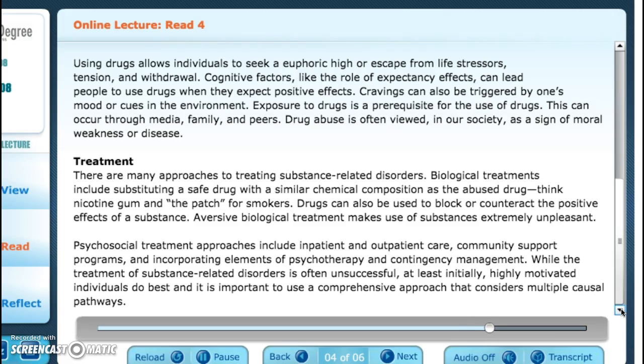Psychosocial treatment approaches include inpatient and outpatient care, community support programs, and incorporating elements of psychotherapy and contingency management. While the treatment of substance-related disorders is often unsuccessful, at least initially, highly motivated individuals do best, and it is important to use a comprehensive approach that considers multiple causal pathways.